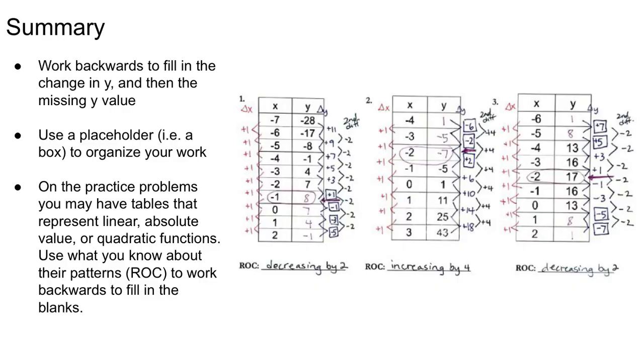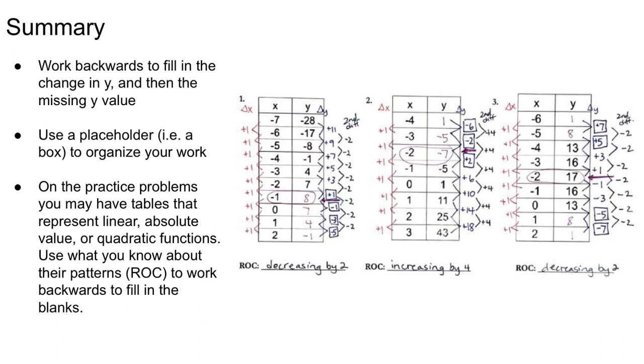To quickly summarize what we've talked about in this lesson, work backwards to fill in the change in y and then the missing y values. Working backwards means we know the second difference is constant, and we can use that to predict our change in y's and then use that to predict our y values. I like to use a placeholder. Like I like to write a box in here to kind of hold the space for when I show that second difference.